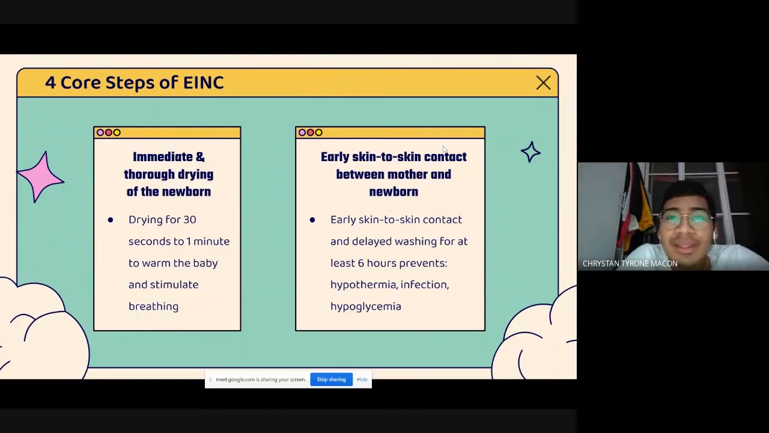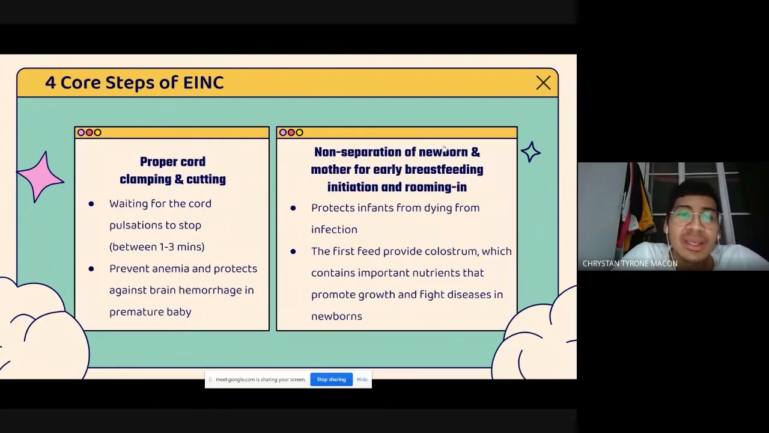Also, katulad nga po nasabi ko, dapat po hindi po natin pinapaliguan agad si baby within the 6 hours para po hindi po magka-hypothermia si baby o magka-infection at hindi rin po siya magka-hypoglycemia. So, thirdly po, ang proper cording at clamping and cutting po ng cord ni baby.